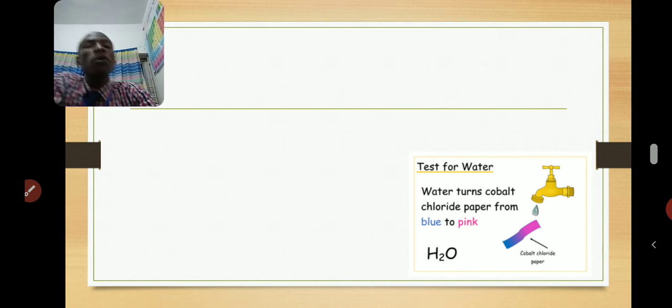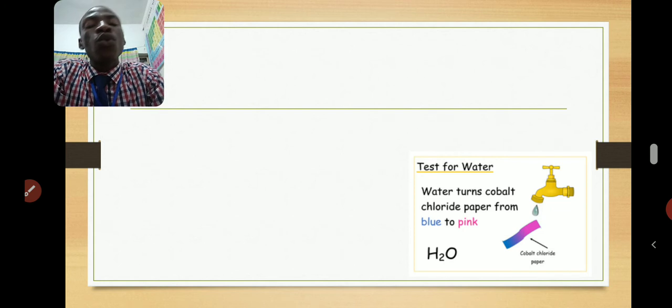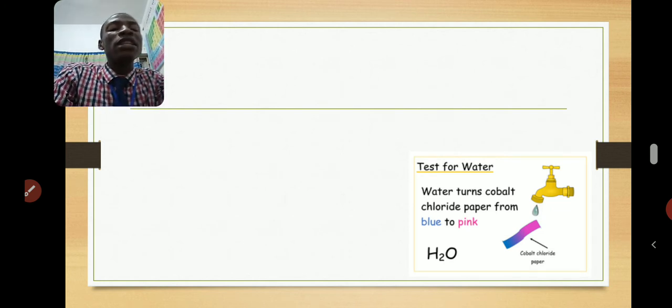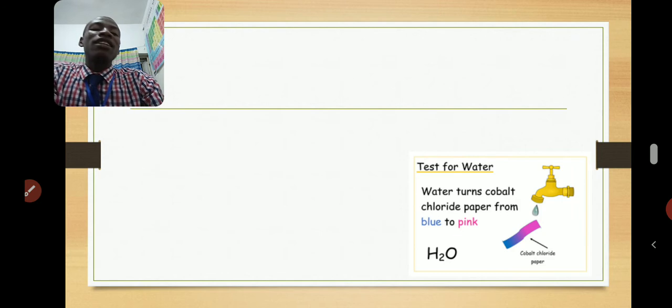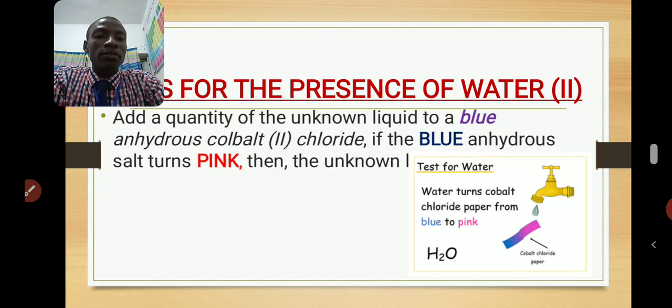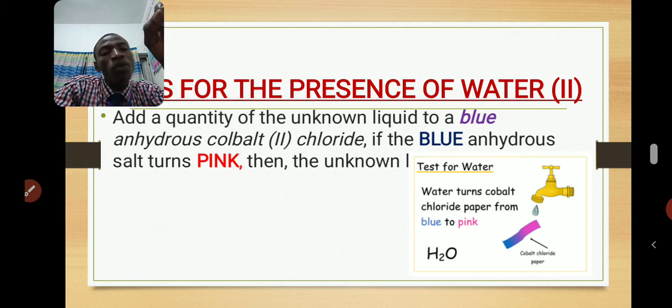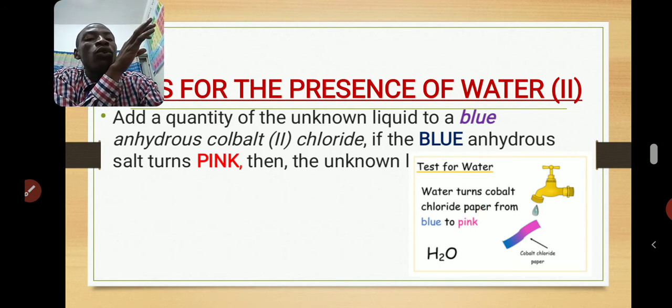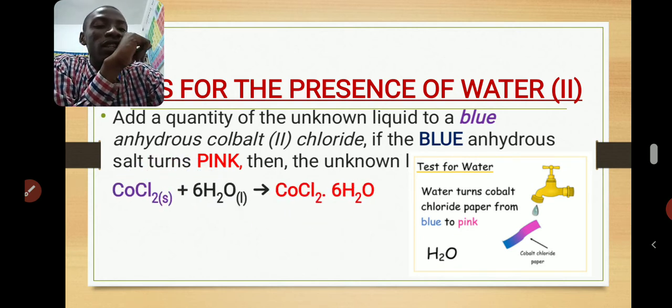Now, another substance you can use to test for water is called cobalt chloride. The color of cobalt chloride is blue when there's no water there, but when you add water there, it turns pink. So let us see the test for water using cobalt chloride. You add the quantity of the unknown liquid to a blue anhydrous cobalt chloride. If the blue salt turns pink, then the unknown liquid is water. The unknown liquid is water.